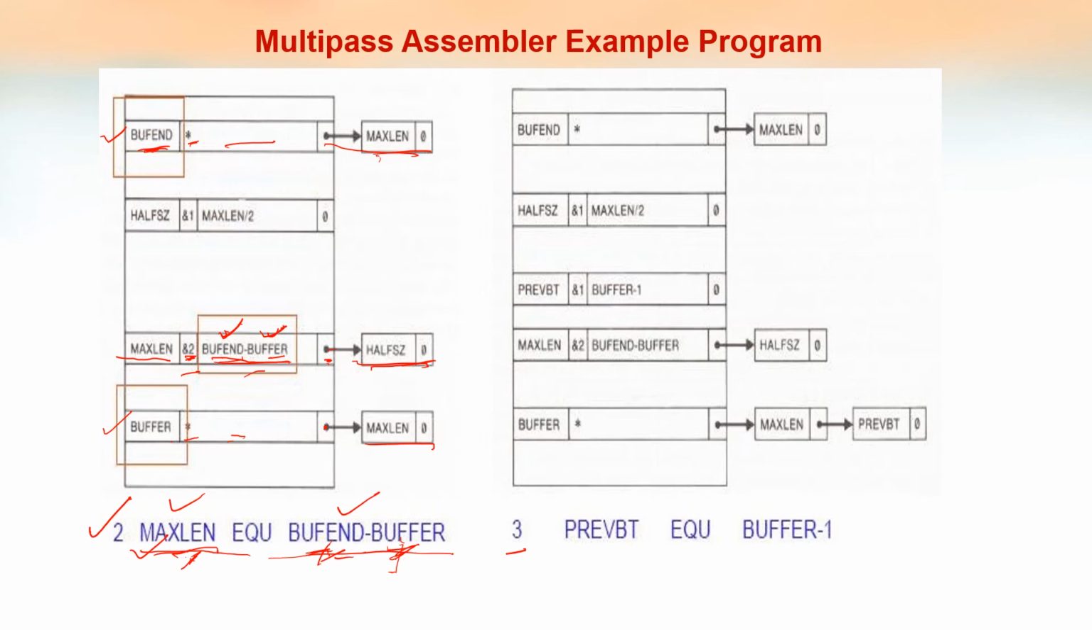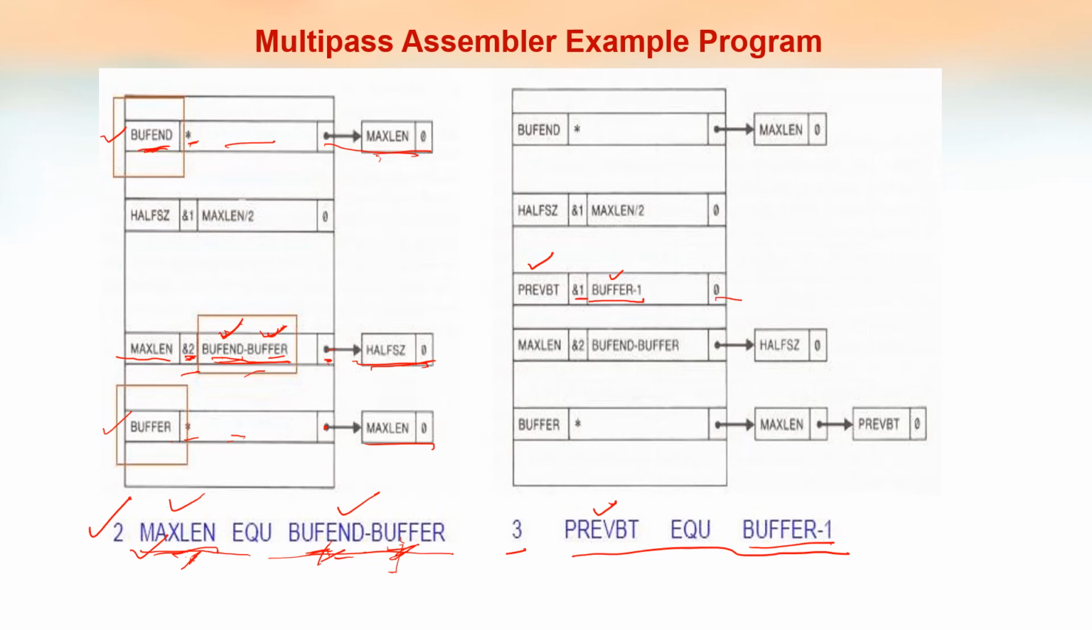The third line will be one more pass. Third line, what is the definition? PREVBT equal to buffer minus 1. So another new symbol is PREVBT, so one more row for that symbol. And what is the defining expression for that symbol? Buffer minus 1. So that I have written over here, buffer minus 1. The number of undefined symbols in the defining expression is only one variable, buffer. So that I have written as ampersand 1.